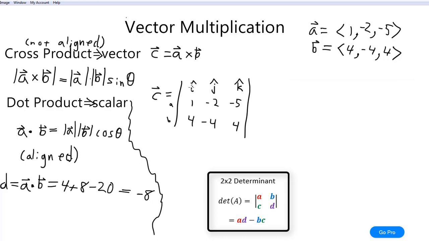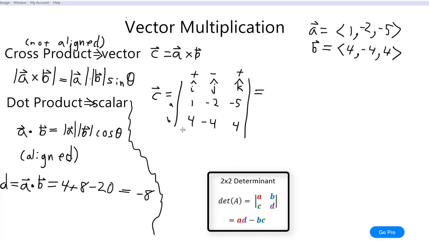So if you're going to do the determinant of this, it's going to be plus and then minus and then plus. So don't forget this minus. Okay, it's very important, very important. So that's usually a problem.